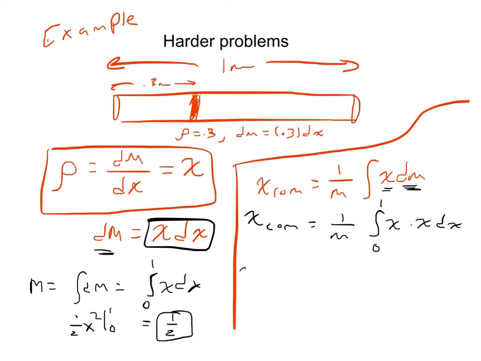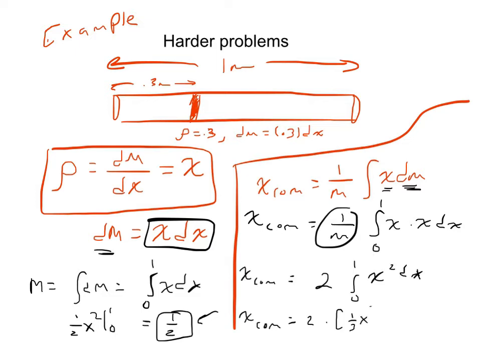So going back to finding the center of mass, it is 1 over the mass, which we just found is 1/2. So we could replace this with just 2, times the integral from 0 to 1 of x squared dx. So doing a little bit of integration, we get that the x center of mass equals 2 times 1/3 x cubed from 0 to 1, which simplifies to 2/3.